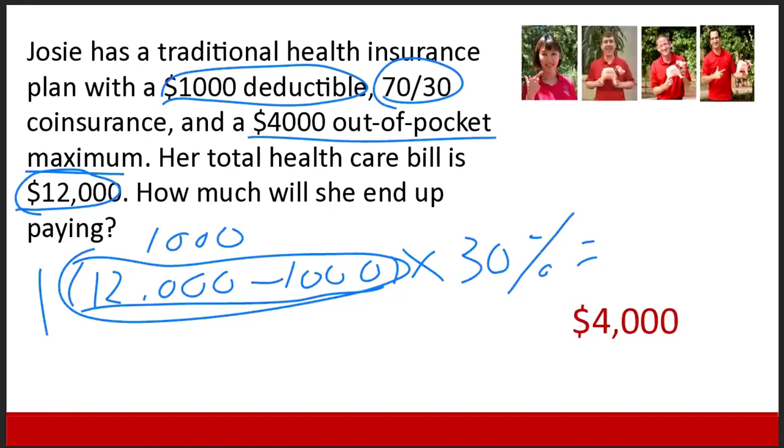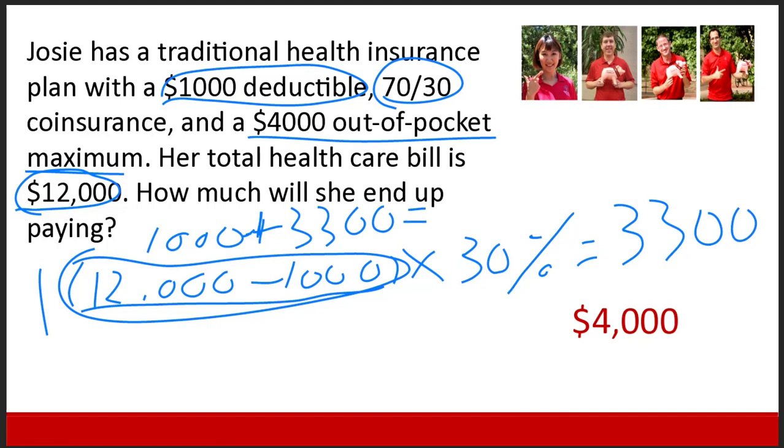That will be 33. Yes. So now the total cost will be, no, not the total cost. The total out-of-pocket cost will be 1,000 plus 3,300, which is 4,300.